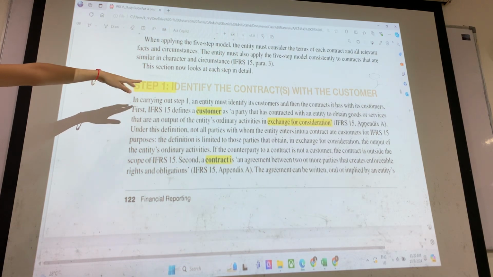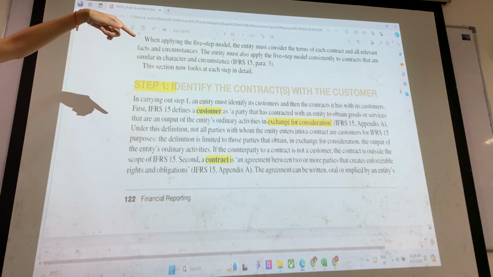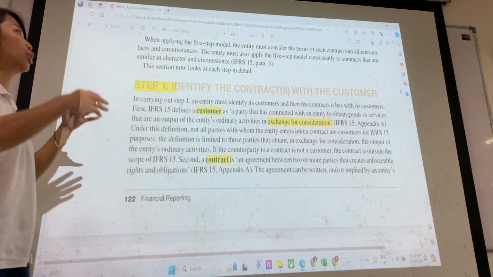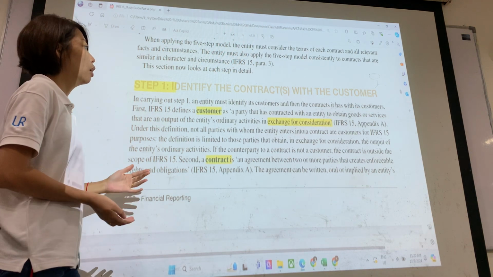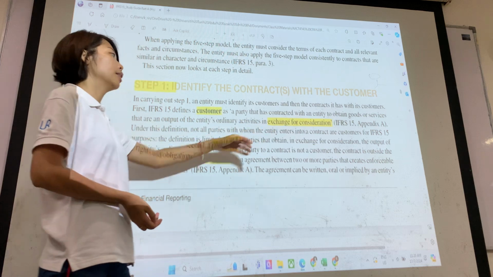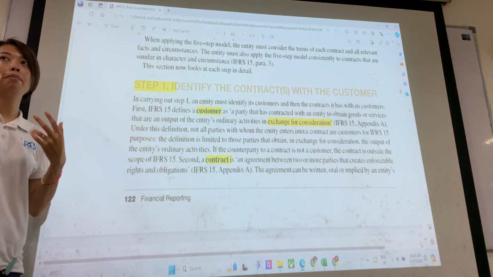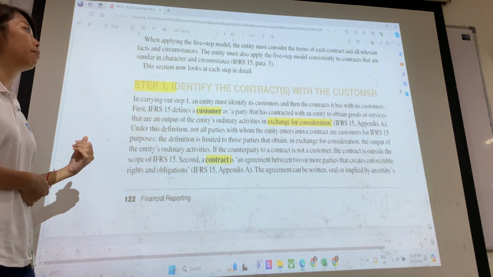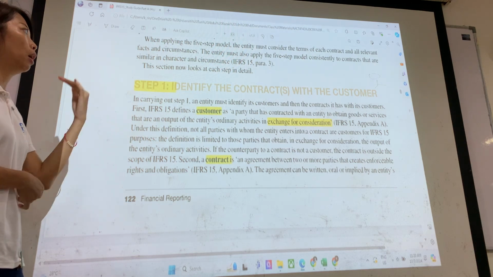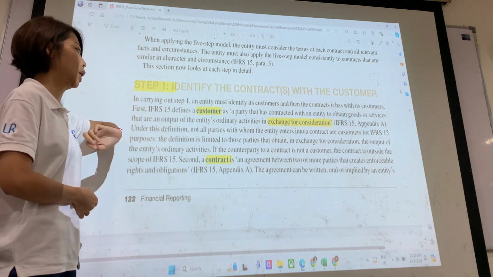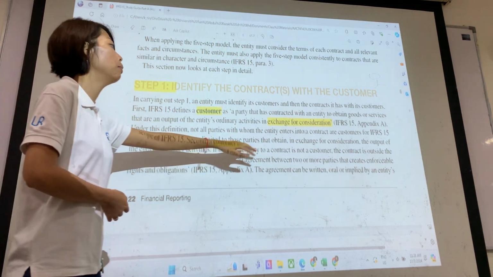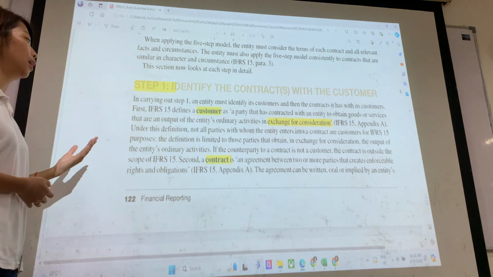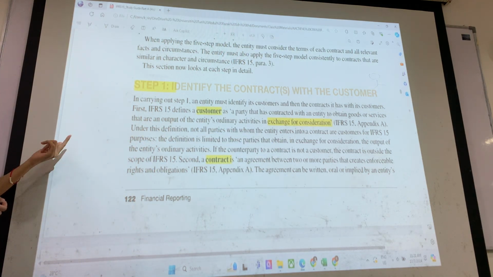So customer is a party in the contract. Okay, normally there is an exchange of goods or service for a consideration. Sometimes it is in money. Maybe you sell something to that person and they will pay you money. Alright, so that person is your customer. Contract is an agreement between 2 or more parties that creates enforceable rights and obligations.